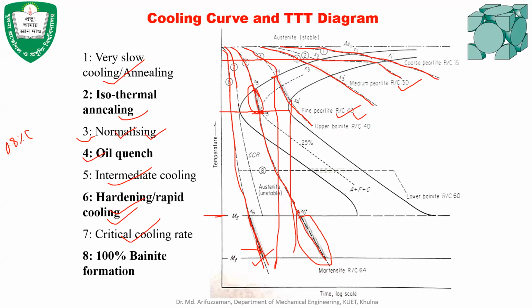Okay, the critical cooling rate is the cooling rate above which, that means a higher cooling rate than this critical cooling rate, will give you 100% martensite. No other products will be produced. Okay, and this cooling rate 7 actually goes by the nose region, and there is no transformation, and the transformation that will occur, only martensite will be produced.